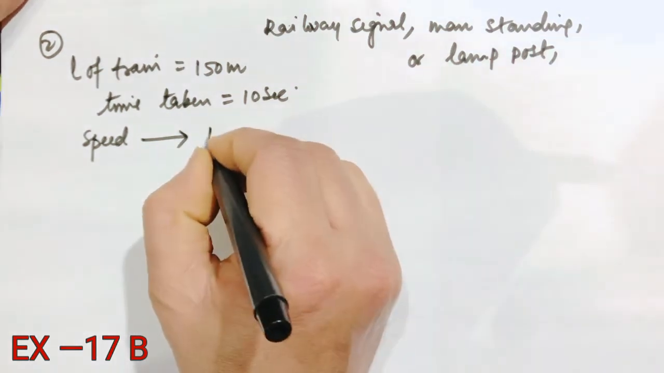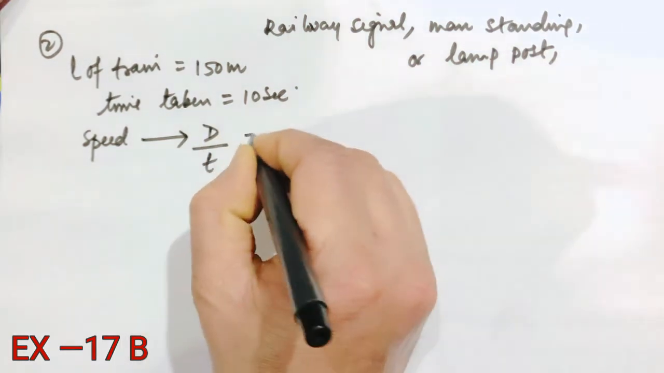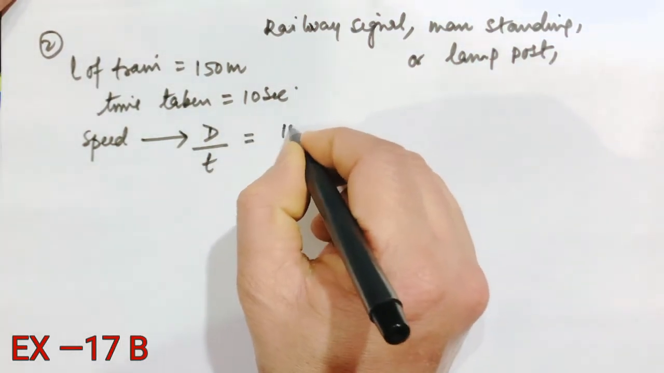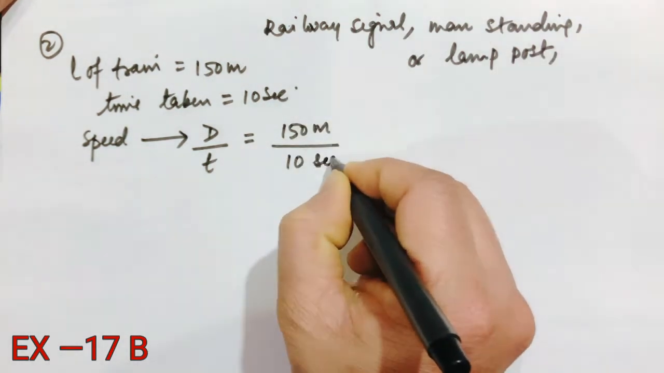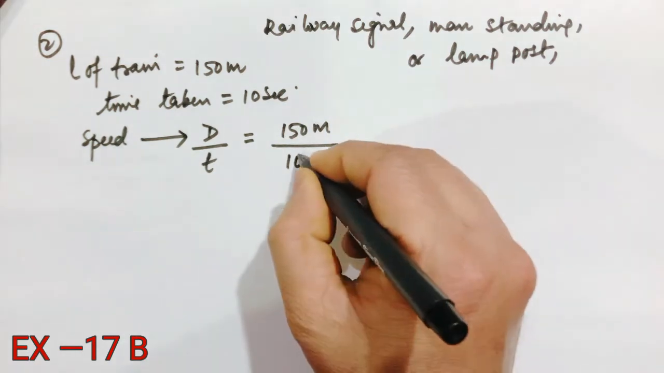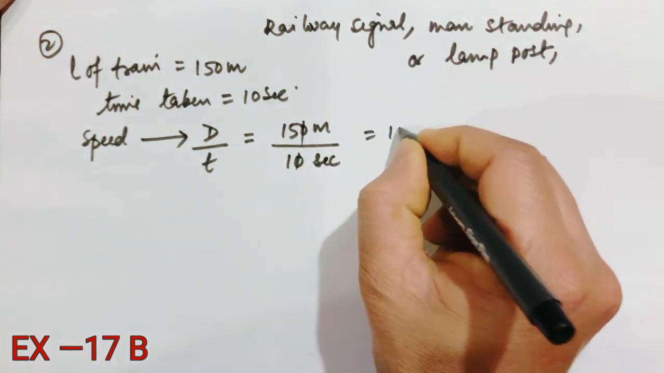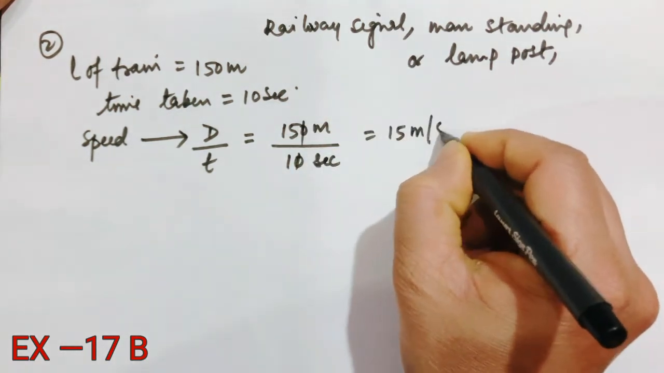Speed is equal to distance by time. Distance is equal to how much? 150 meter. Time? 10 seconds. Shall I cancel? It is equal to 15 meter per second.